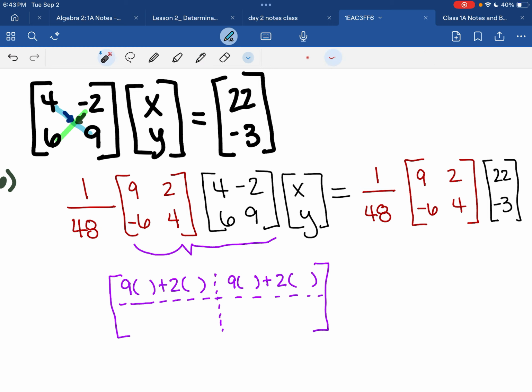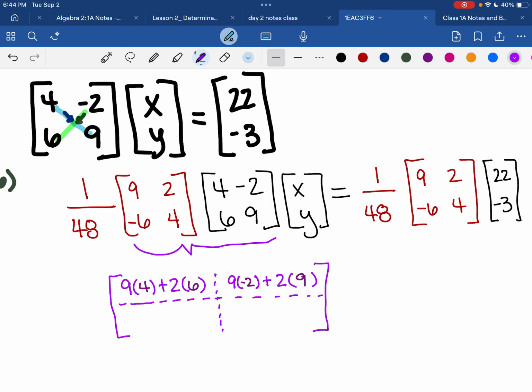So with that, this is row 1. That's this here and this here. I'm going to take it times column 1 and then column 2. So column 1 is going to be a 4 and a 6. Column 2 is going to be that -2 and 9.